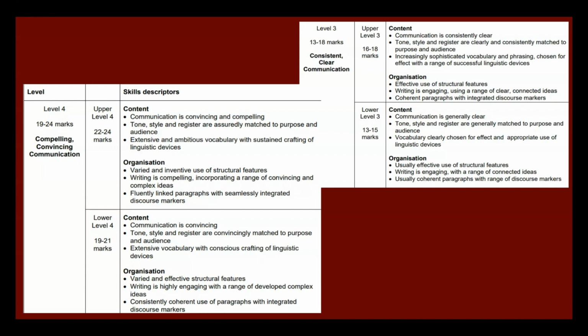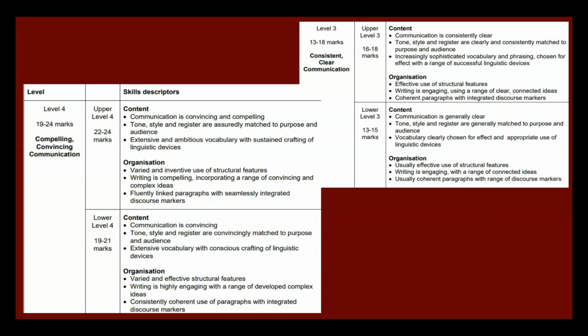So obviously, it's going to take a lot to do that, right? But if you're using things like extensive and ambitious vocabulary and sustained crafting of linguistic devices, it shouldn't be too hard. And we'll have a look at how to do that in a second. I'm just going to let us take a moment to think about the difference between level 4 and level 3. What do you think is the difference?